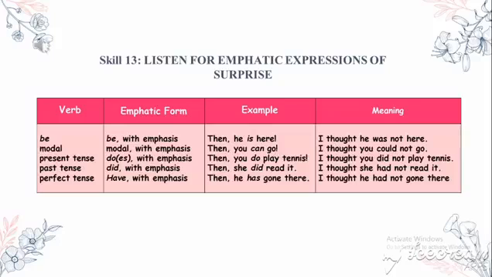And the verb past tense, the emphatic form is did with emphasis. The example is "then she did read it." The meaning is "I thought she had not read it." And the verb perfect tense, the emphatic form is have with emphasis. The example is "then he has gone there." And the meaning of that sentence is "I thought he had not gone there."